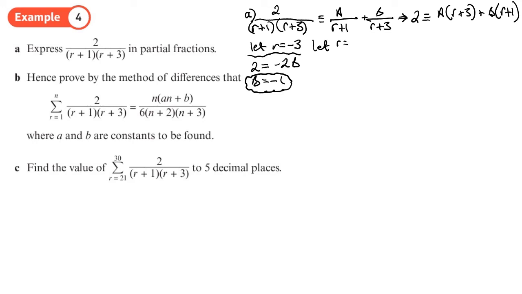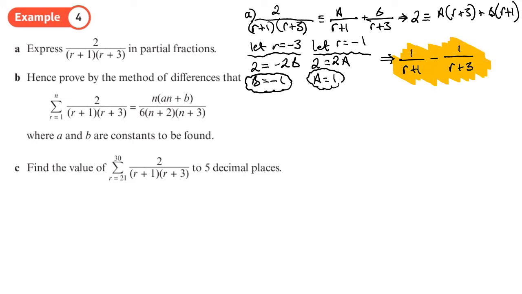Then we're going to let r equal negative 1, and if we make r equal negative 1, we'll end up with 2. The second bracket will disappear this time. So negative 1 plus 3 is 2. So 2a, which means that a equals 1. So part A, if we express that function in partial fractions, we will end up with 1 over r plus 1, and since b is negative 1, minus 1 over r plus 3. Okay, so here's our answer for part A. And we can see we've got the difference there.